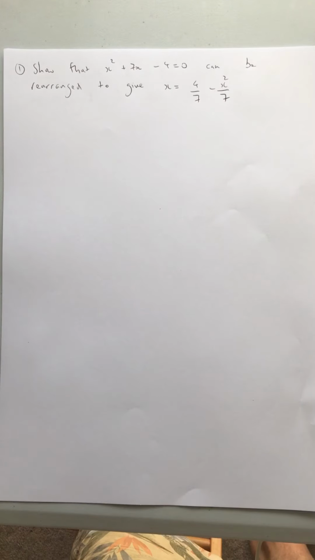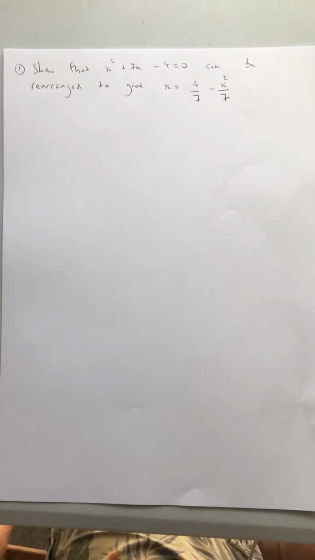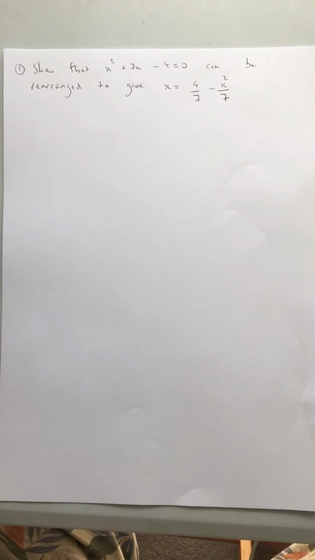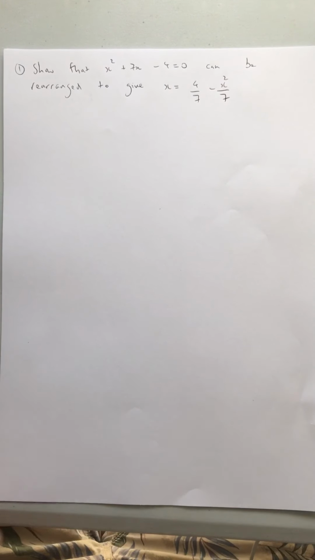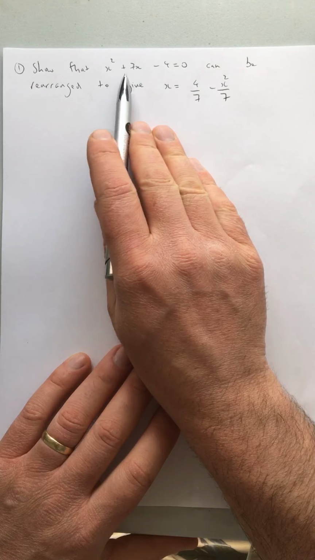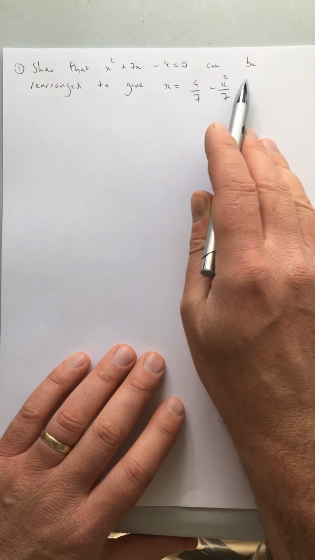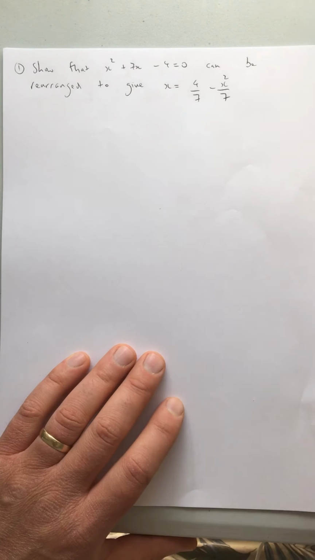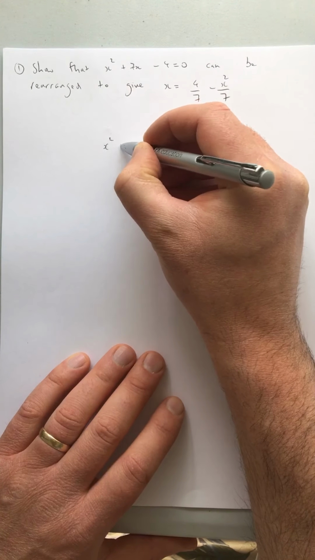Okay, so we're going to do some work on rearranging for iteration. Now we won't do any iteration this time, but that will come a little bit later on. So if we have a look at this question, number one, show that x squared plus 7x minus 4 equals 0 can be rearranged to give x equals 4/7 minus x squared over 7. So if we take this format here and write that as our first line of working.